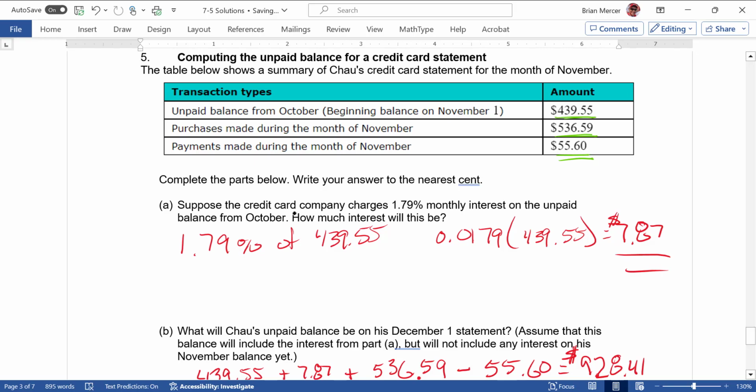So if a credit card company charges 1.79% monthly interest on the unpaid balance from the previous month, how much interest will that be? So 1.79% of the 439, so the unpaid balance. So we convert it to a decimal, multiply, and we get $7.87 in finance charges. So that's how much interest we'll charge there.